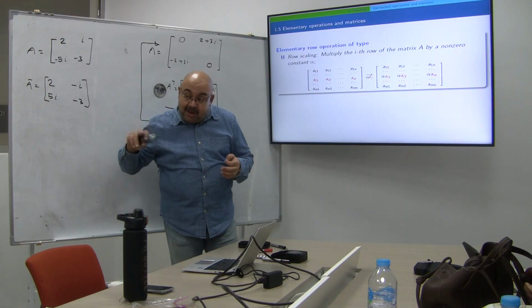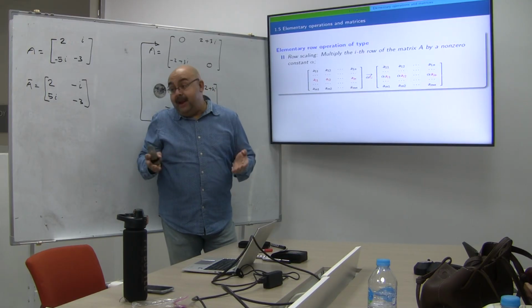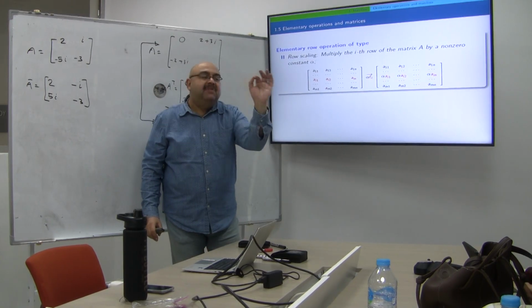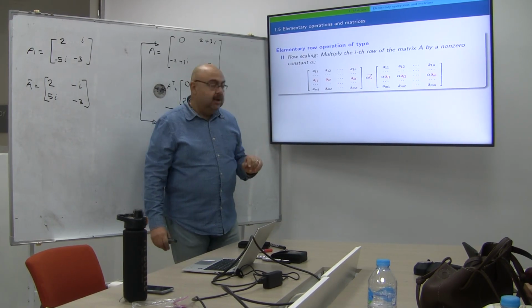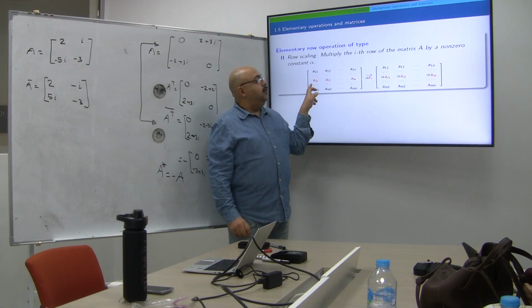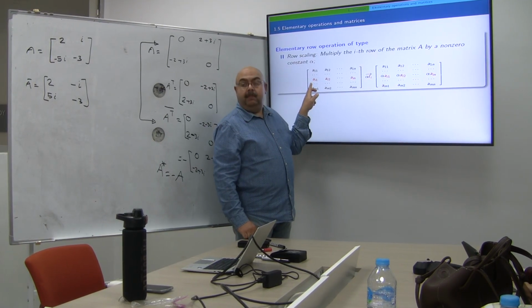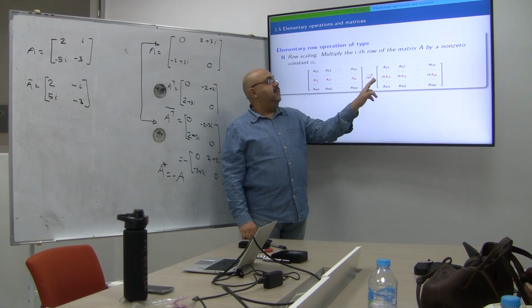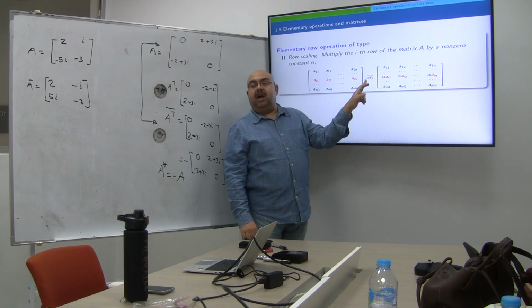Because once you multiply a matrix by a number, you multiply all the elements. But I'm not doing this. I will multiply a specific row by a certain number. So, remark for the ith row, I will multiply the ith row by the constant alpha.